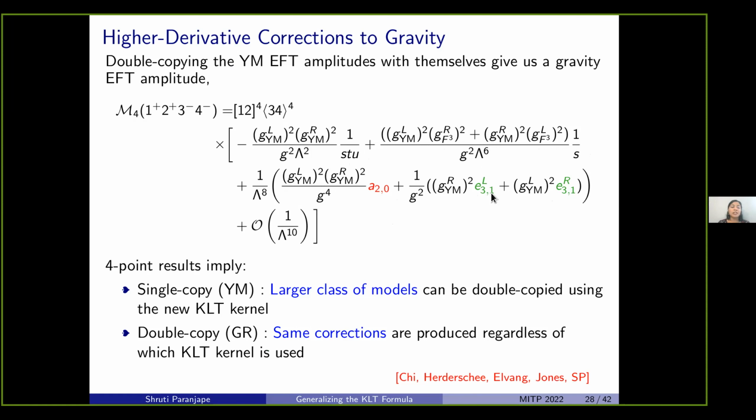So what does this mean? It means that our 4-point results are suggestive of the fact that while generalizing the KLT allows you to double copy more kinds of things, so it enhances the space of your single copies, the final space of amplitudes that you land in after doing the double copy is the same. So it is suggestive of this. So let's see if this continues at 5 point.